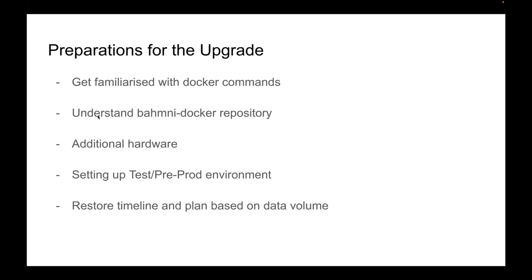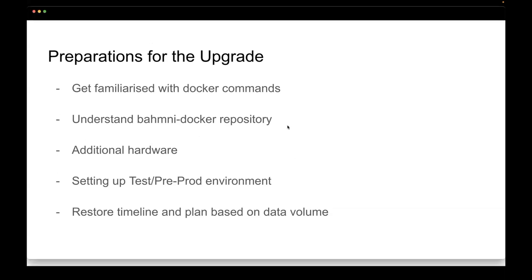And then understanding the Bahmni Docker repository. So the Bahmni Docker repository has a structure wherein the Docker Compose files are grouped for Bahmni Standard separately and Bahmni Lite separately. You have different .env files that you can configure. And then there are backup and restore scripts available in the Bahmni Docker repository. We'll quickly see a walkthrough of the repository as well.